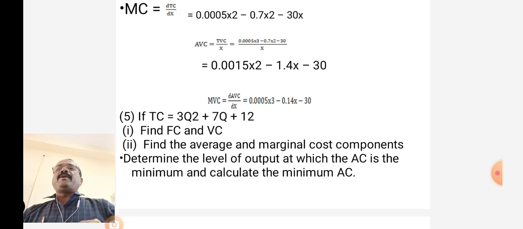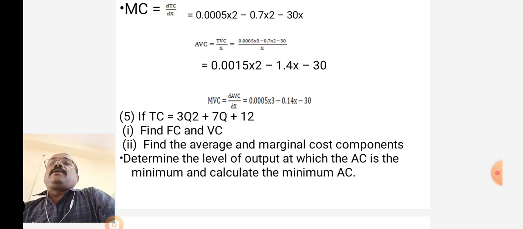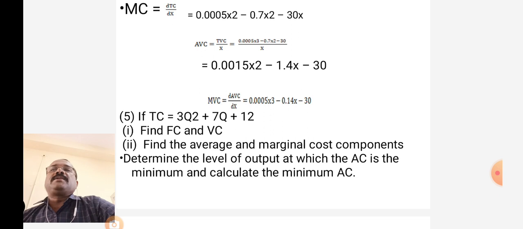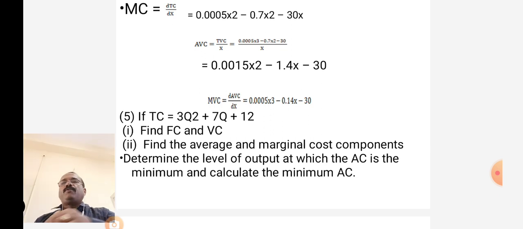Here is another way that we are going to calculate. We have TC equals 3Q² plus 7Q plus 12. Therefore, AC equals TC divided by Q, where (3Q² plus 7Q plus 12) whole divided by Q, in which that is 3Q² divided by Q plus 7Q divided by Q plus 12 divided by Q. Therefore, AC is equal to 3Q plus 7 plus 12 divided by Q, or 3Q plus 12Q⁻¹ plus 7.